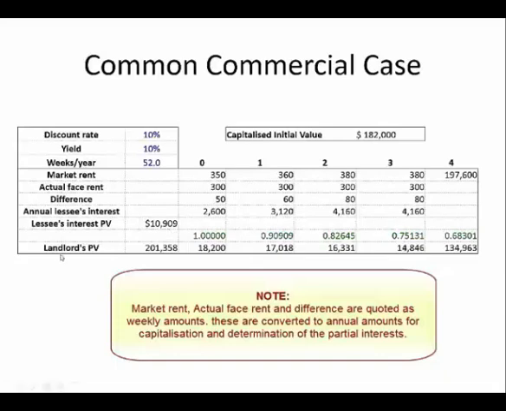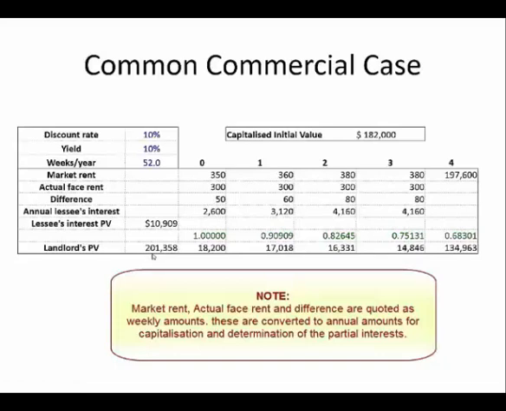Conversely, by the time we put the landlord's total present value together, we're going to take his term interest, which is the present value of the actual face rents. So it's the present value of 300, 300, 300, 300, discounted for the 4 years, the 4 periods, and then net those together. We also have to add the reversionary interest. So the reversion interest is the present value of the 197,000, and that comes through here with 134,000 PV, and that all rolls up to give you a total interest to the landlord of 201,000.